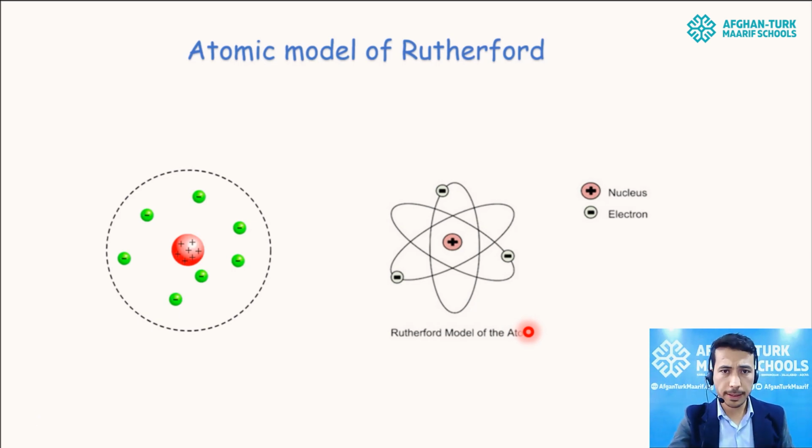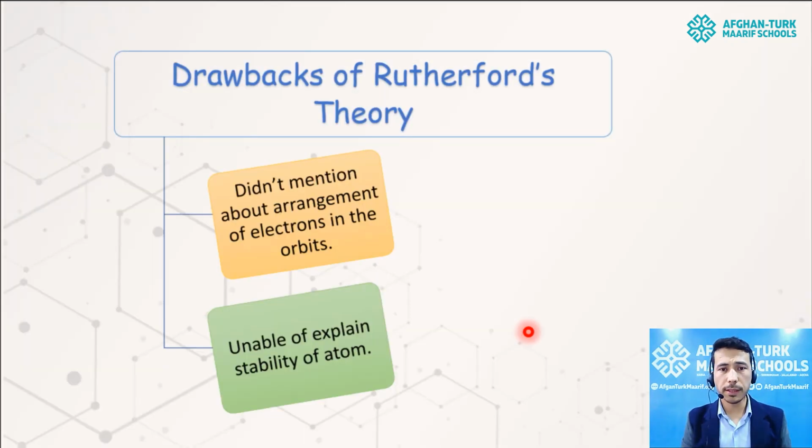There are some drawbacks in Rutherford's theory. Obviously, he discovered the nucleus, he discovered the proton, we respect him. But there were some drawbacks. What were the faults? What were the mistakes? First, he wasn't able to mention the arrangement of electrons in the orbits. The next one is that he was unable to explain the stability of the atom, and he was also unable to explain the atomic spectrum.